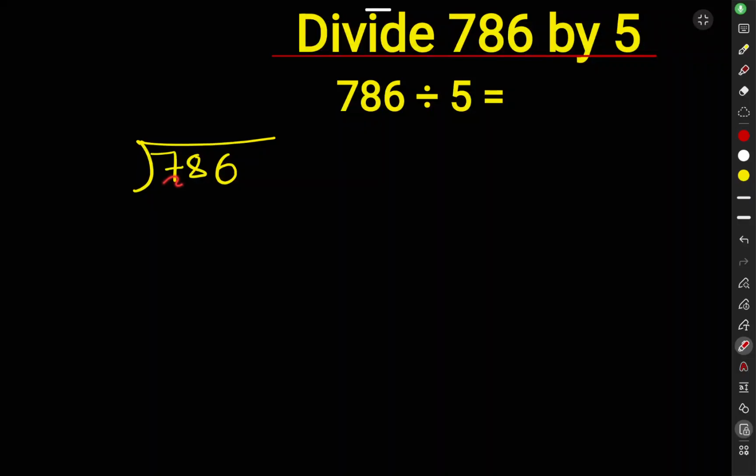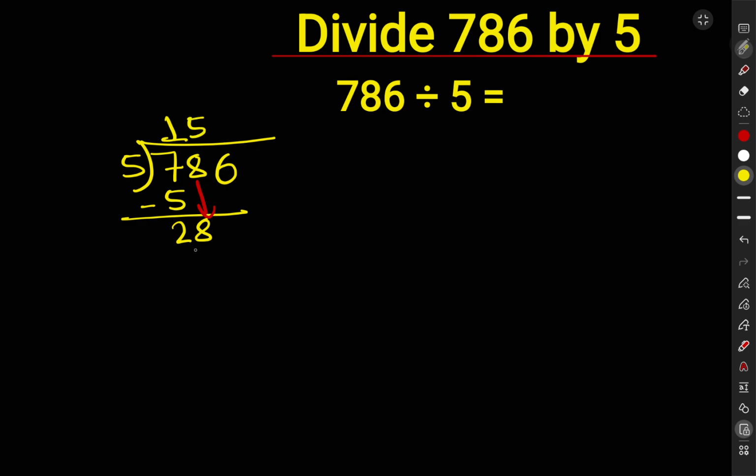We divide 786 by 5 in long division method. 5 times 1 is 5. On subtracting we get 2. So now we put down this 8 and it is 28.